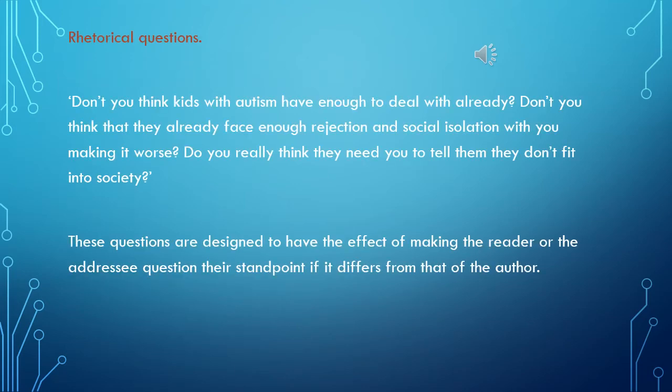Another very commonly and very effectively used persuasive device, or a device used when you're writing to argue, is rhetorical questions. So when she's saying, don't you think kids with autism have enough to deal with already, she's using rhetorical questions, and she has a list of 3 different rhetorical questions. Those questions are designed to have the effect of making the reader or the addressee question their standpoint if it differs from that of the author, because it gets you thinking about whether or not you really should think those things.